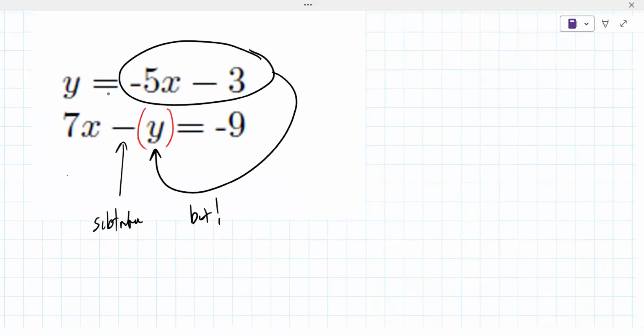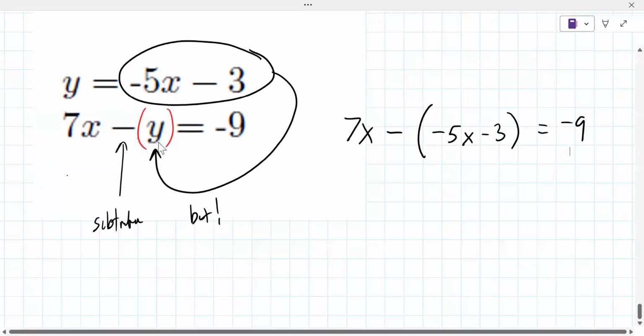Okay, so what that means is it's 7x minus parentheses minus 5x minus 3 equals minus 9. So instead of just putting this subtraction in front of the minus 5x, it's the whole thing that you are subtracting. Now you might wonder, well, why didn't we do that in the previous problems? Well, when it's plus doesn't affect parentheses.